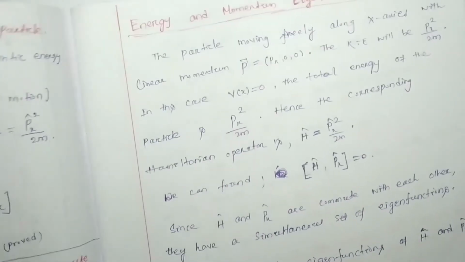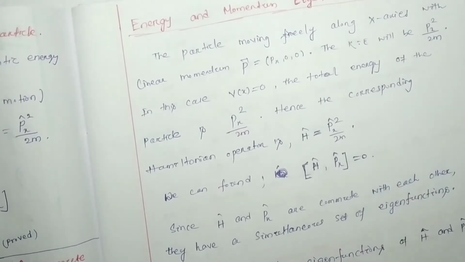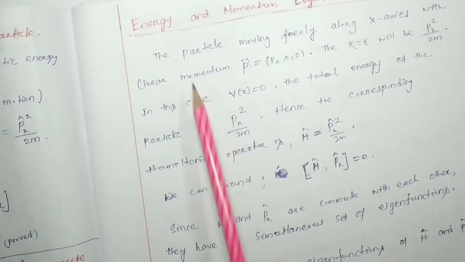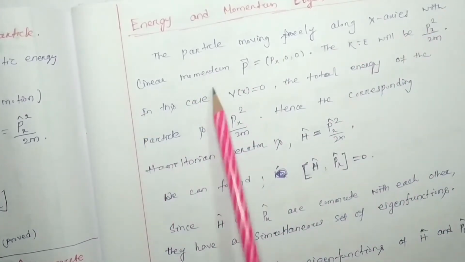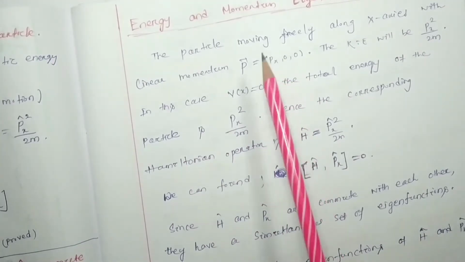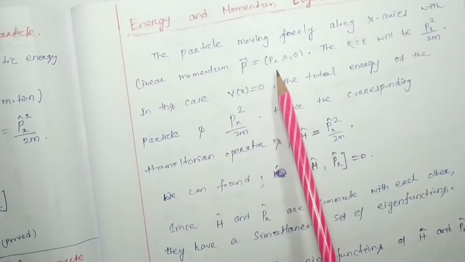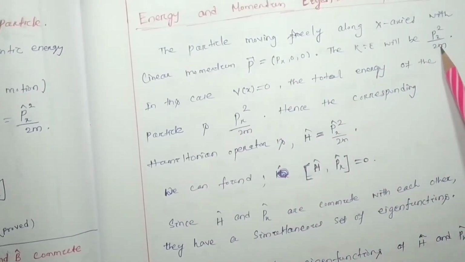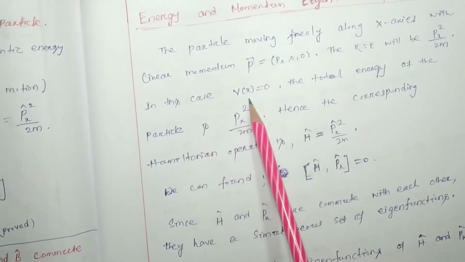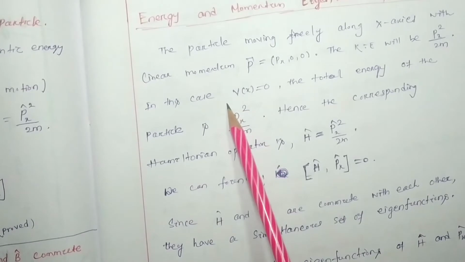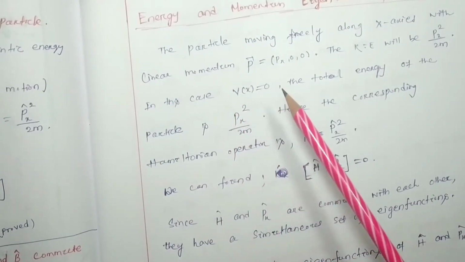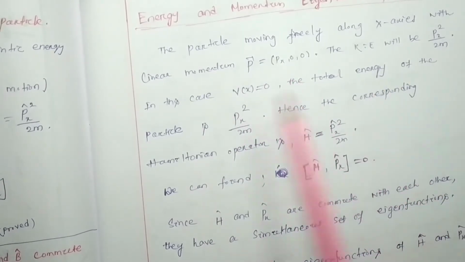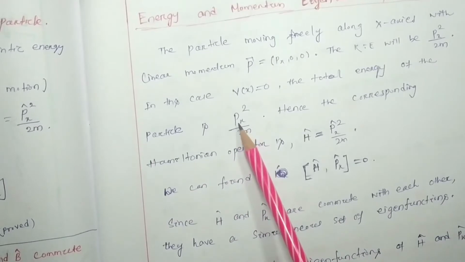See, the situation we have taken for this case is a particle moving freely along the x-axis with linear momentum p, meaning it has only a px component. The kinetic energy will be px square by 2m. As the particle is moving freely, the potential energy possessed by the particle will be zero. Hence the total energy of the particle will be kinetic energy only, that is p square by 2m.